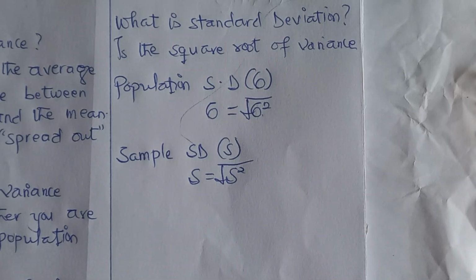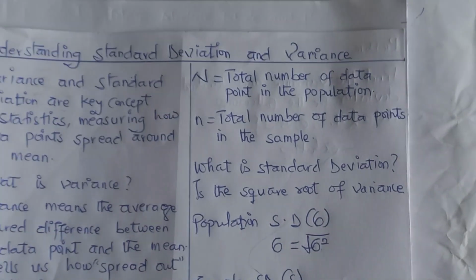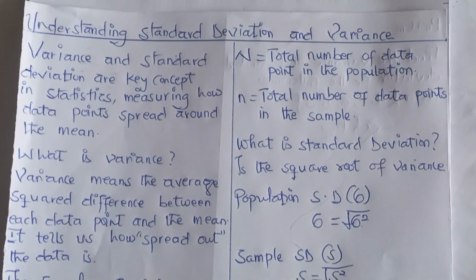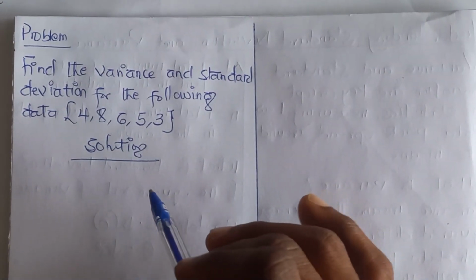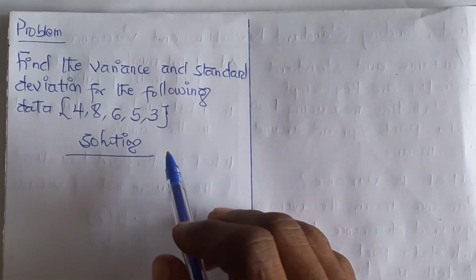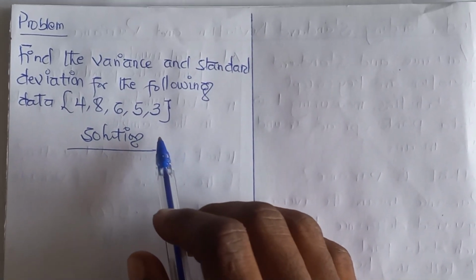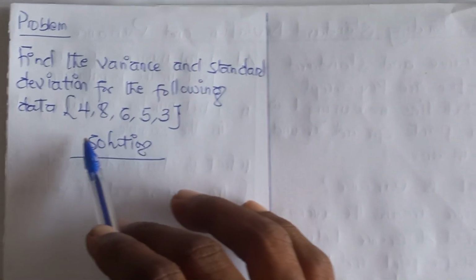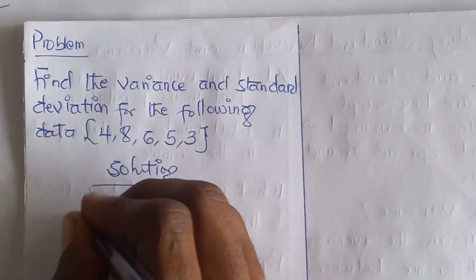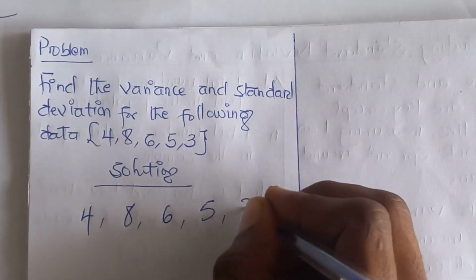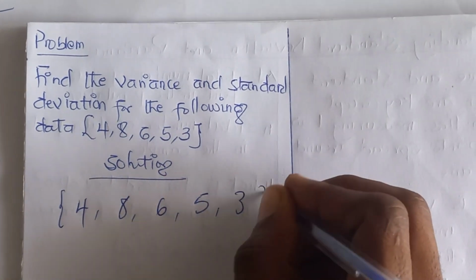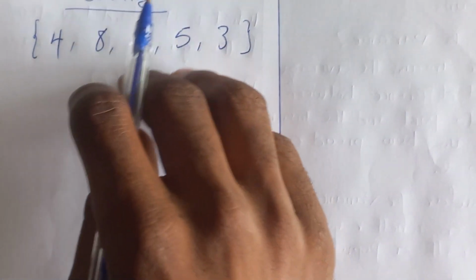So let's now use an example to know how to go about the calculation. Let's use this particular problem to find the variance and the standard deviation. We have to find the variance and the standard deviation for the following data. The data is 4, 8, 6, 5, and 3. This is the data set in the given question, and this is a sample.